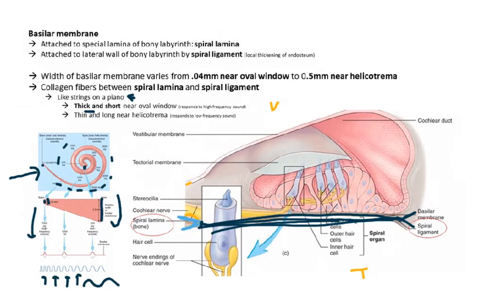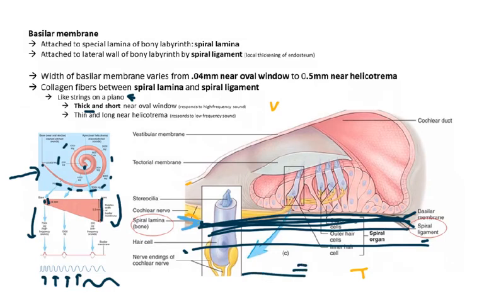So what we're saying is that these collagen fibers that stretch across from the spiral ligament bone to the spiral lamina bone are different lengths. In some places they're short and thick, in other places they're long and skinny, and that's going to cause different vibrations depending on the sound frequencies that you are listening to.